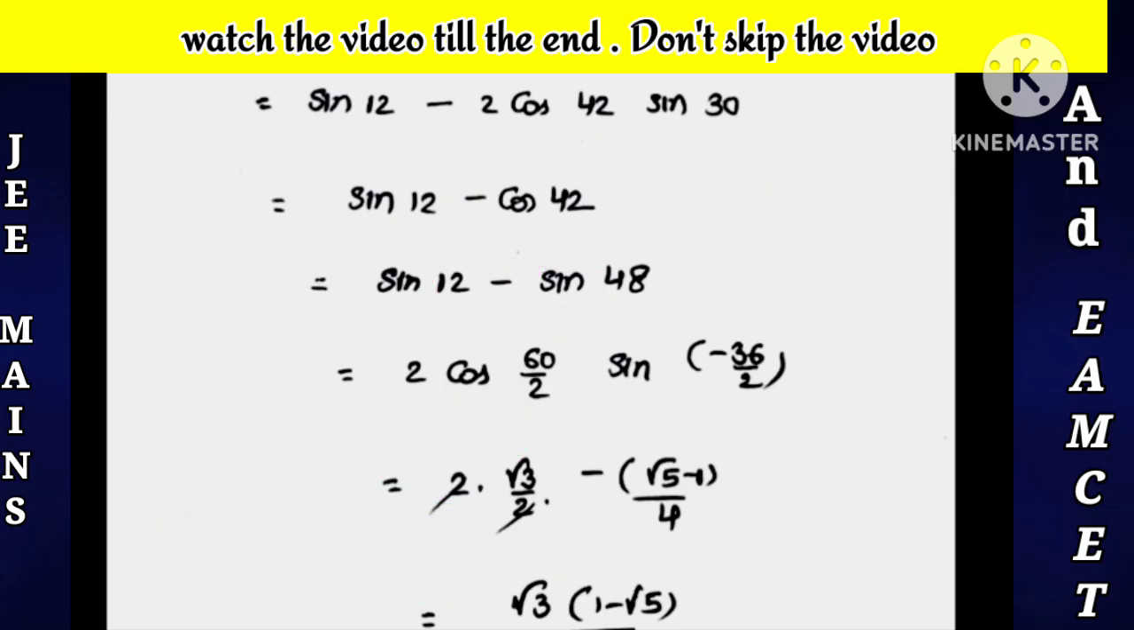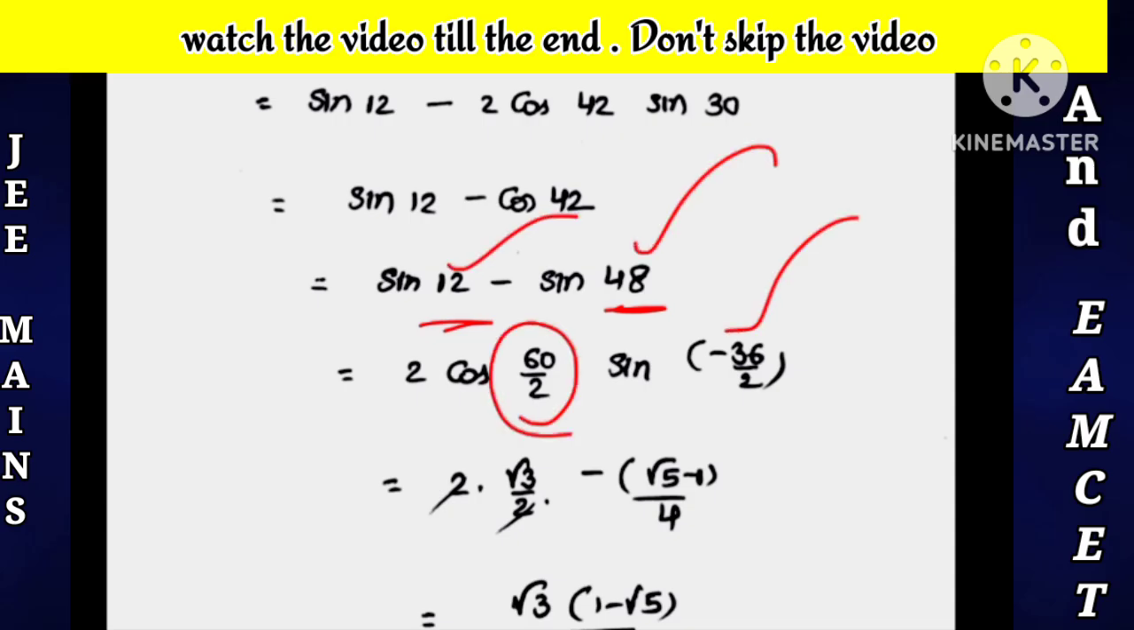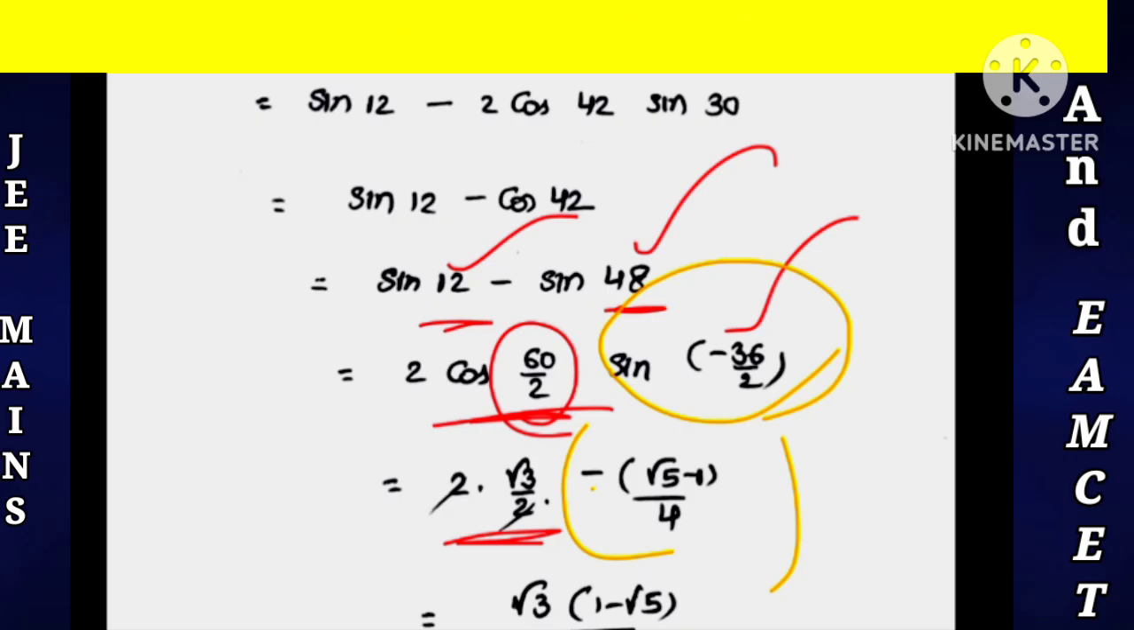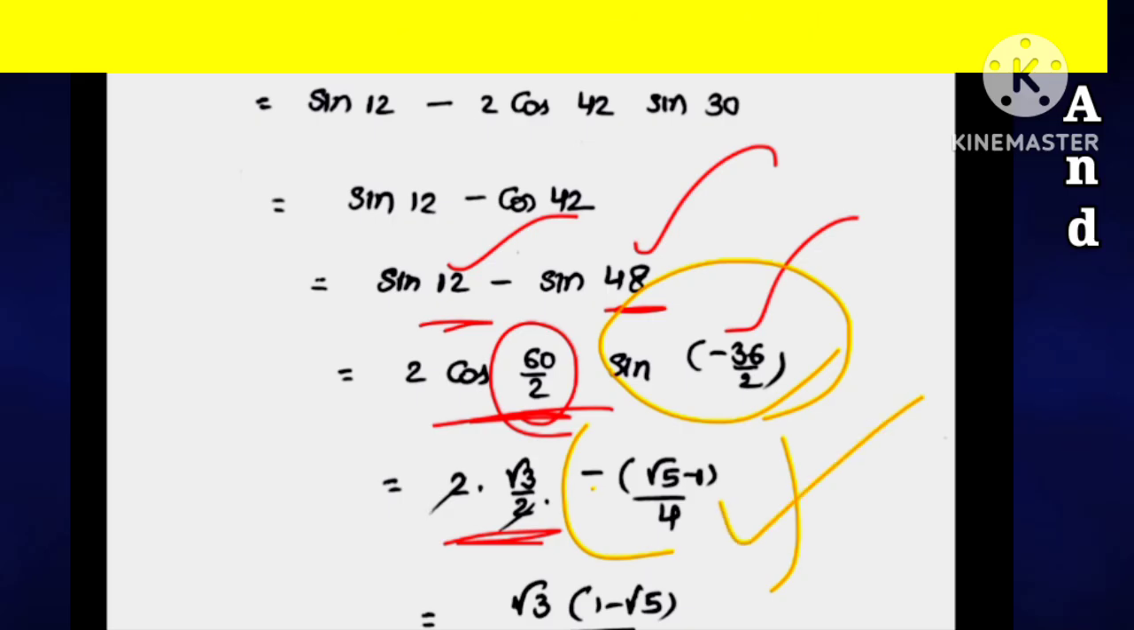That is equal to 12 plus 48, 60 by 2. 12 minus 48, minus 36 by 2. This is cos 30. Cos 30 value is root 3 by 2. This is sin of minus 18, that is minus sin 18. The sin 18 value is (root 5 minus 1) by 4.